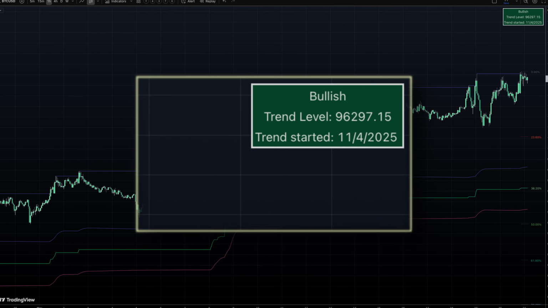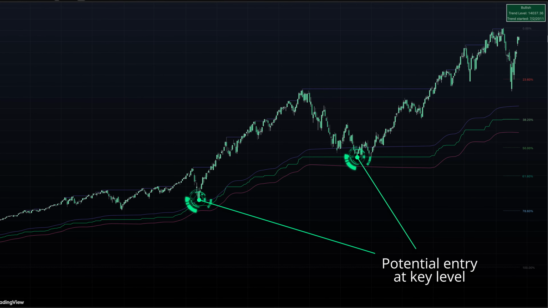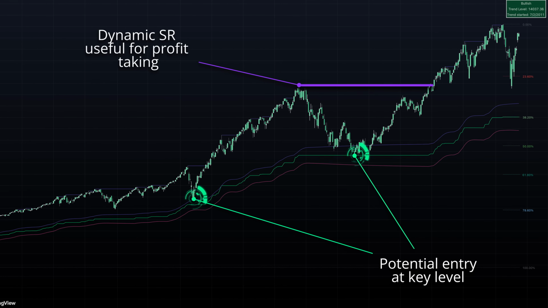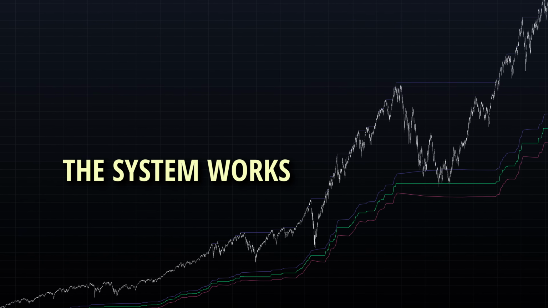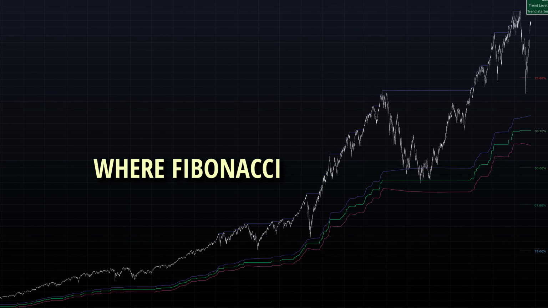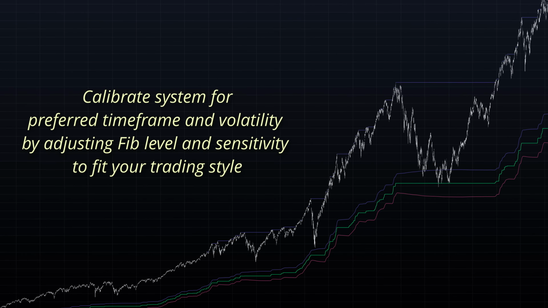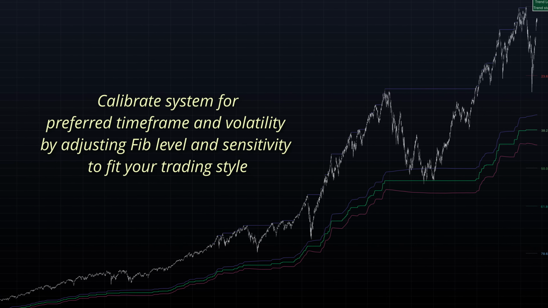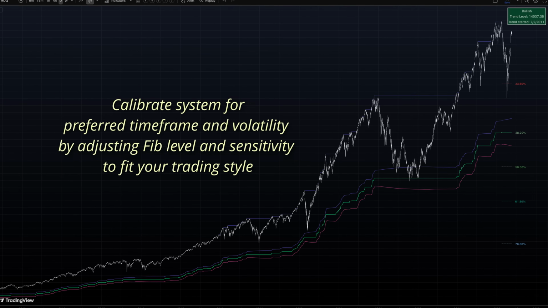An information panel displays the current trend status, price level, and trend start date for quick reference. Traders can use this indicator for trend following, identifying potential reversal zones, or as a dynamic support resistance framework. The system works particularly well for swing trading, where Fibonacci relationships frequently influence price behavior. By adjusting the Fibonacci level and structure sensitivity, traders can calibrate the system to match their preferred time frame and market conditions.